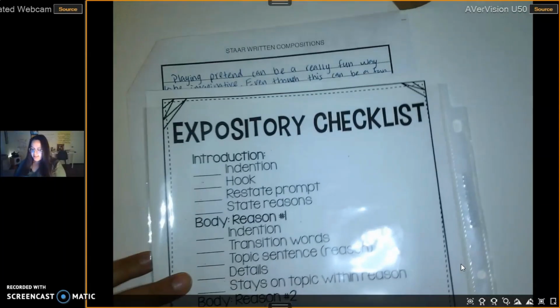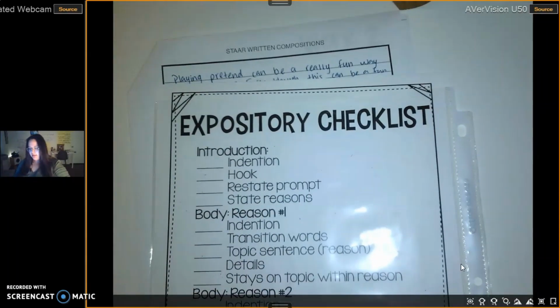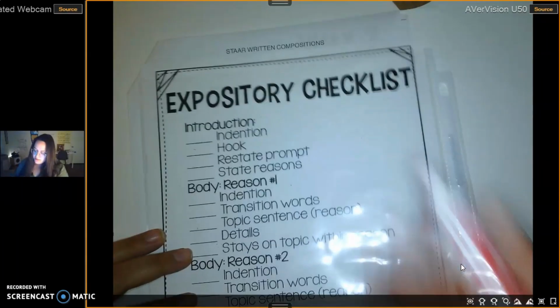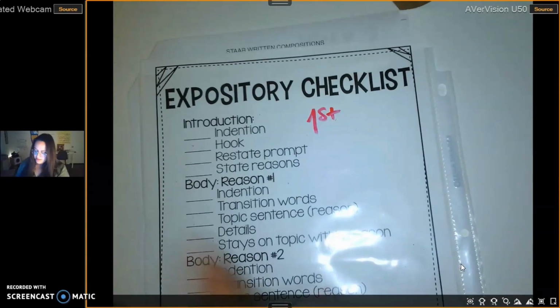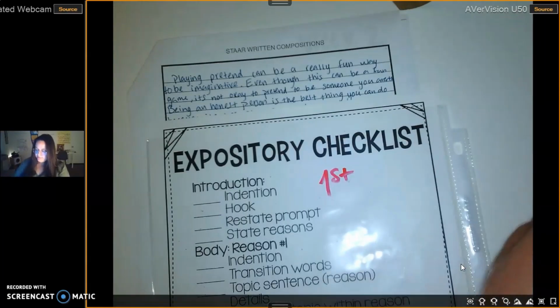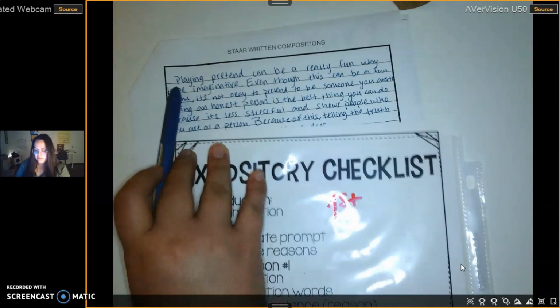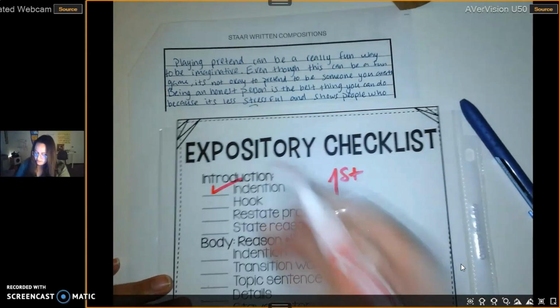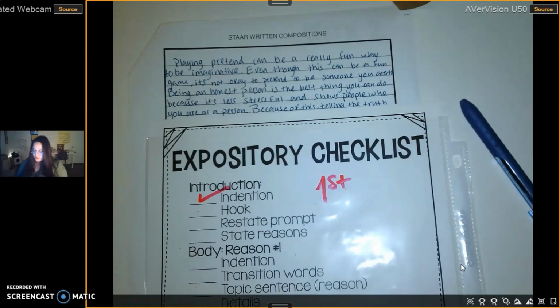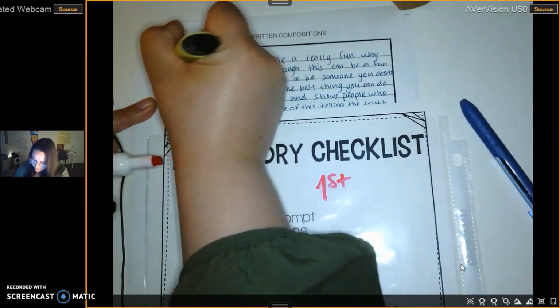First on the checklist is indentation. And remember, this is our first paragraph. So did I indent? Did I indent? Yes. Okay, so I got my first check. Good. My hook. Let's see. Playing pretend can be a really fun way to be imaginative. Yes, there's my hook, and I'm going to go ahead and highlight it.